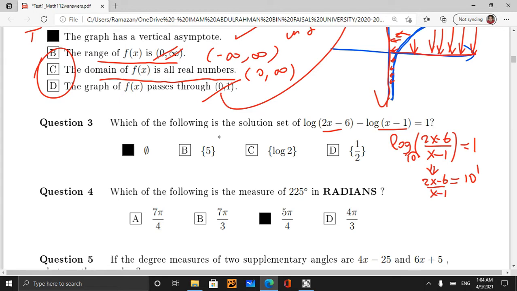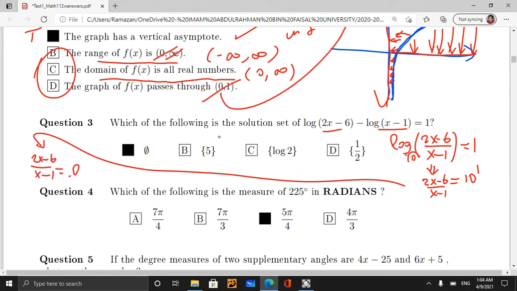Okay, then I will do it here. (2x minus 6) over (x minus 1). You can do a cross multiplication here. After solving this, I will not solve it here, but x equals 1 over 2. But the answer is not 1 over 2, because we have to check this in the original equation.